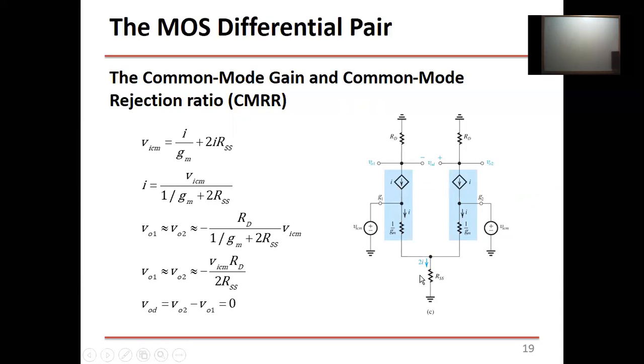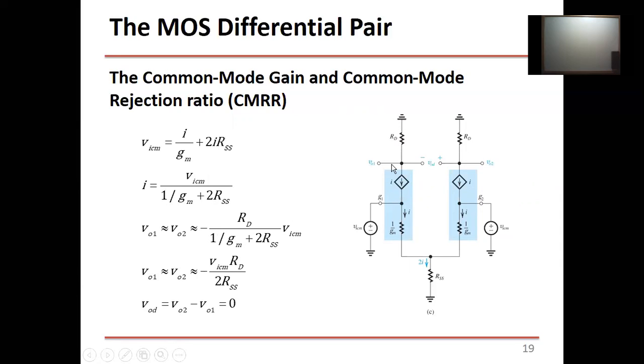So 2I times RSS gives you the voltage drop here, and 1I times 1 over gm gives you the drop here. If you add these according to KVL, this voltage to this voltage gives you the V input common mode. So the V input common mode is I divided by gm, which is this voltage drop here, plus 2I times RSS, which is this voltage drop here. We rearrange this equation to solve for I. So I will be VICM divided by 1 over gm plus 2 RSS. Just rearrange this equation.